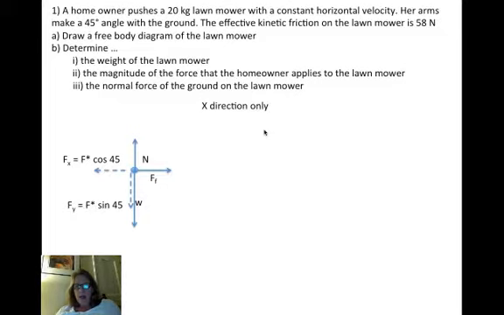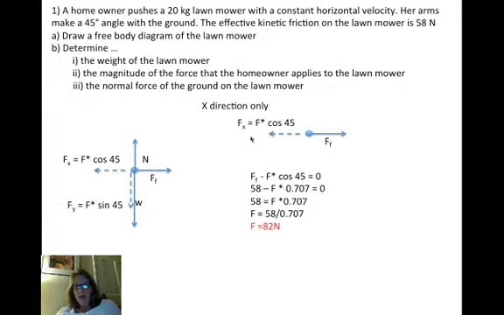So now we can isolate the x direction, and we can write the equation where we take this value here and this friction value here, and we can say that the friction, which is in the positive direction, minus this force is going to be equal to 0. We know that because there's constant horizontal velocity, so all the forces have to equal 0. And then if I just do the math, I get the force, this force F, is 82.